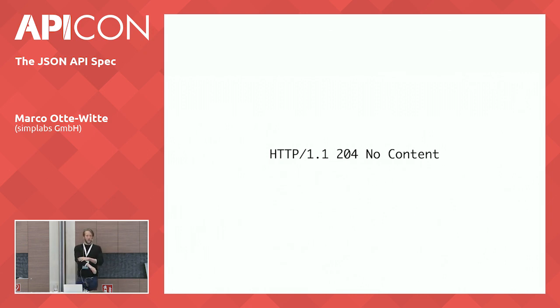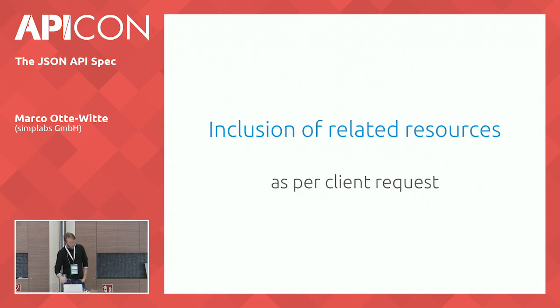These are the basics really that you need for doing CRUD with JSON API, but there are also some more advanced things. First of all, you can let the client configure or encode in the request which relations it wants included in the response.